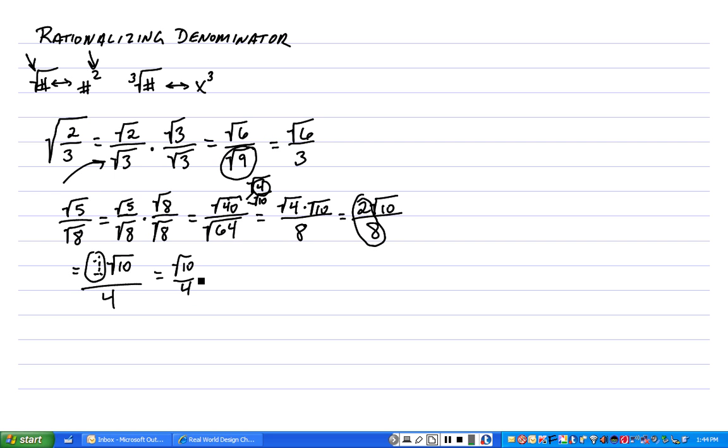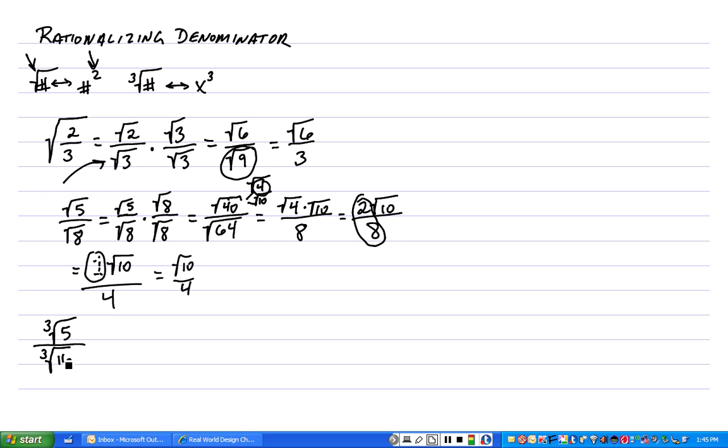Let's do one that has a cube now. Let's go with cube root of 5 over cube root of 16. Now we have a radical in the denominator. We say we don't like that. In this case, it's a cube root. So now instead of squaring, I want to cube the denominator to get rid of it.